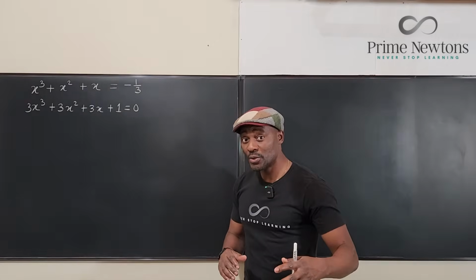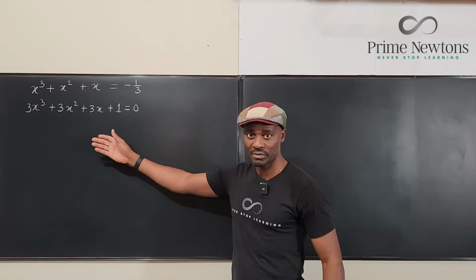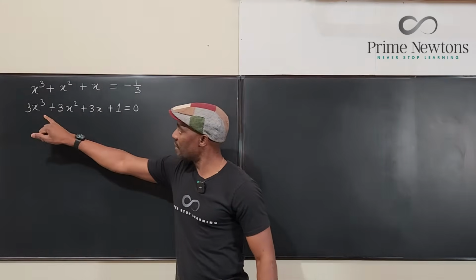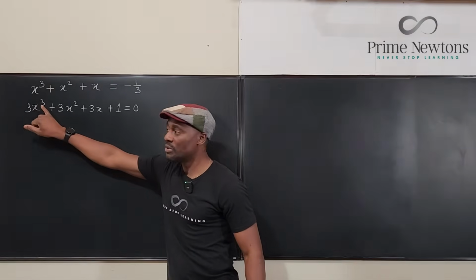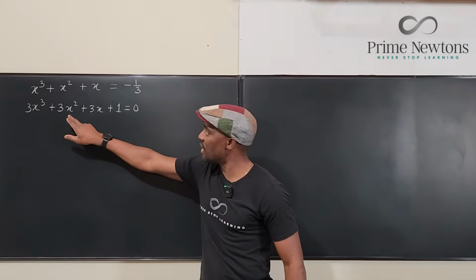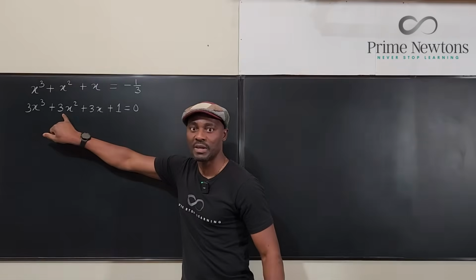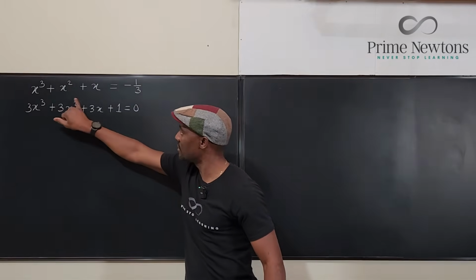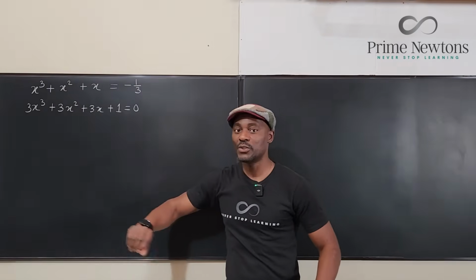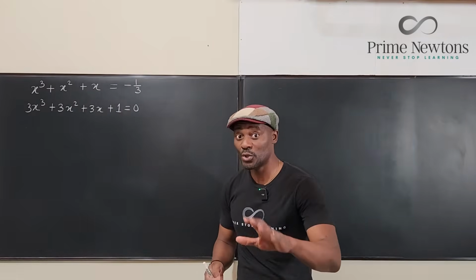So in order to use Cardano's method, we have to depress the cubic equation. And to depress the cubic equation just means that, you see how this goes from x cubed to x squared to x to a constant, we're going to get rid of this one so that we skip one of the steps. So if you depress this cubic equation, you're going to get rid of this. A good strategy to get rid of the quadratic term is to do a substitution. And I'm going to show you what happens.